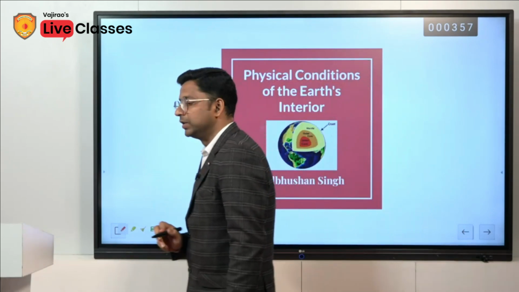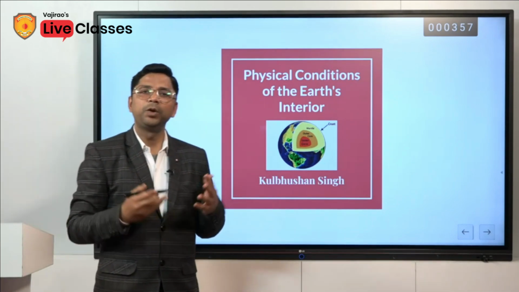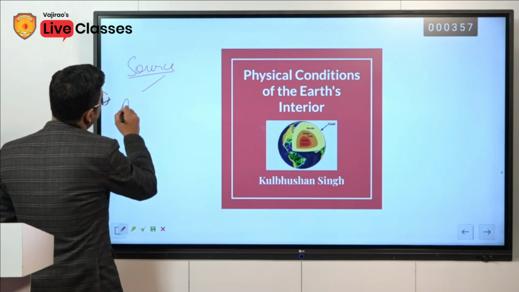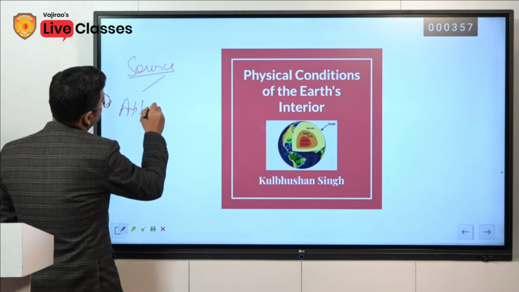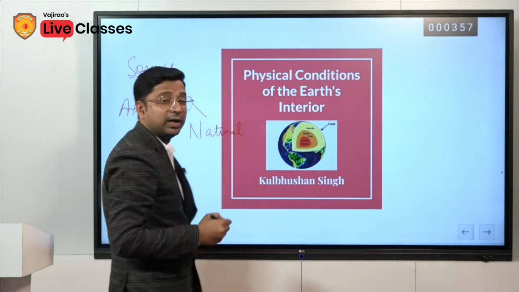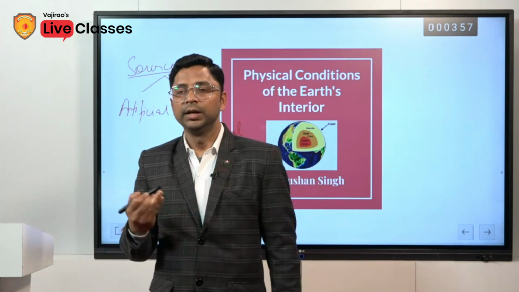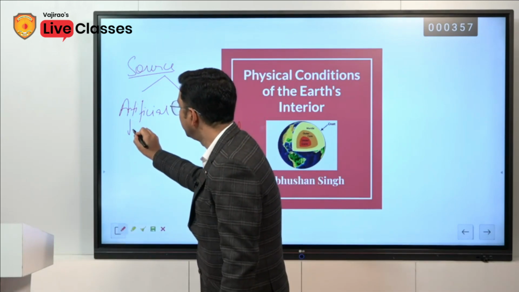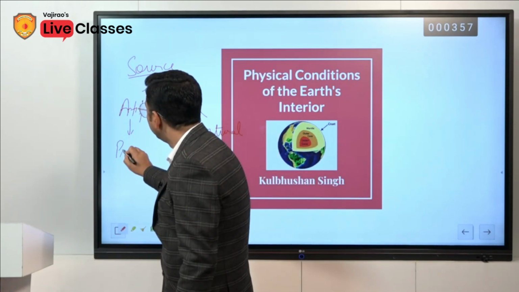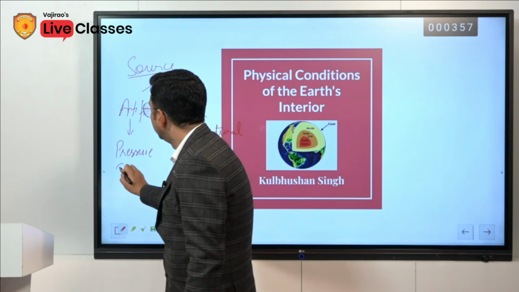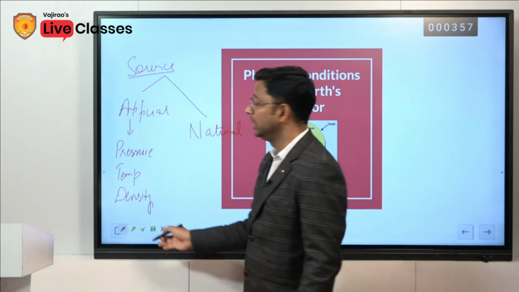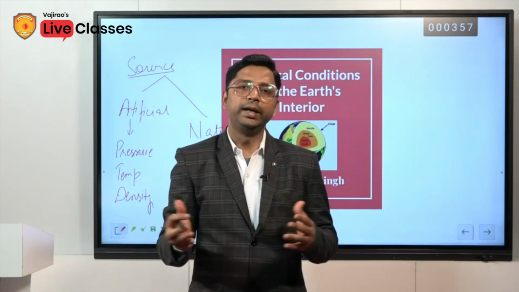So first of all, the sources. When we say sources, there can be two types: one source can be artificial, another source can be natural. The artificial sources are like pressure of the earth, pressure, temperature, density. By studying these things, we can get some information about the interior of the earth.